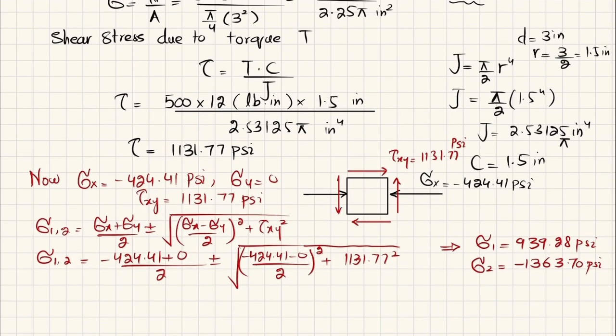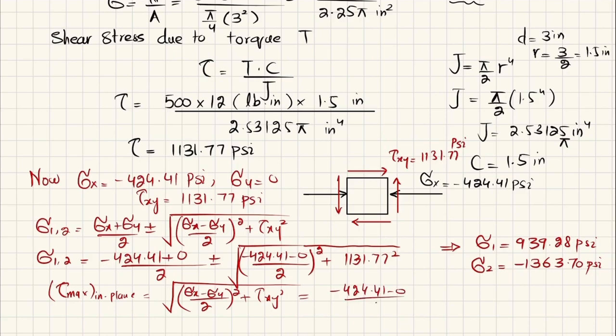Now we'll find the maximum in plane shear stress. For that we have the formula: the square root of sigma x minus sigma y divided by 2 whole square plus tau of xy square. So minus 424.41 minus 0 divided by 2 whole square plus 1131.77 square, under the root, will be equal to the in plane maximum shear stress.